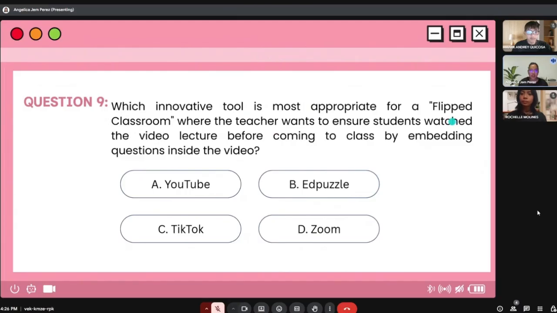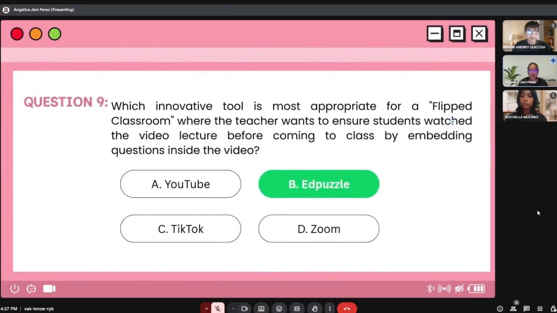And the correct answer is B. Edpuzzle. Edpuzzle lets the teacher add questions inside the video. This way, the teacher can check if students really watched and understood the lesson before coming to class.